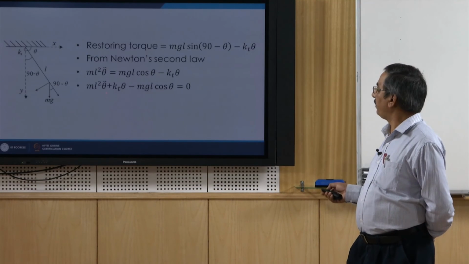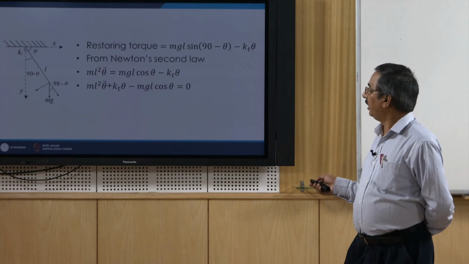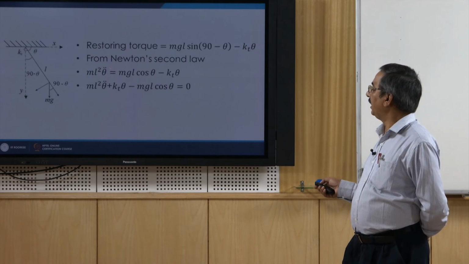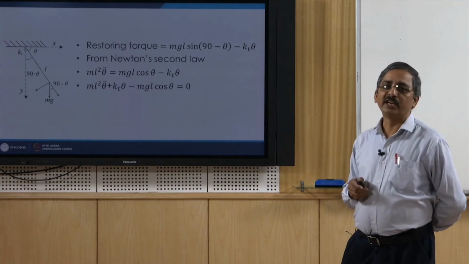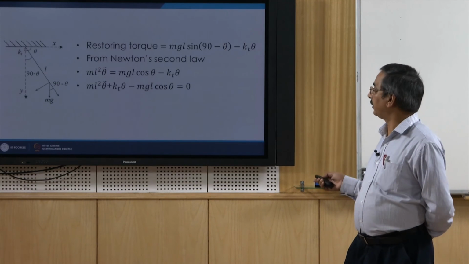So, here basically what we have done, we have found the unbalanced torque, and that torque is going to be responsible for the acceleration of that joint, and we have equated it with the inertial torque. So, this is what is done in Newton's method.